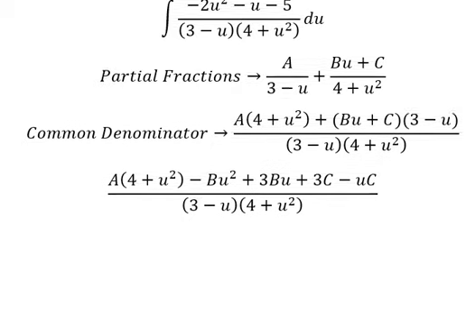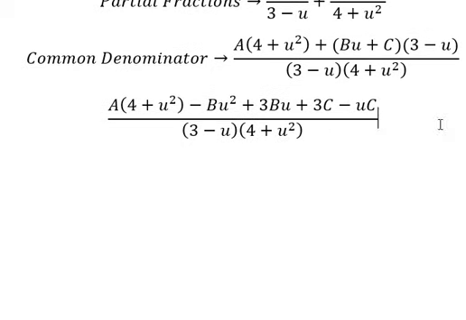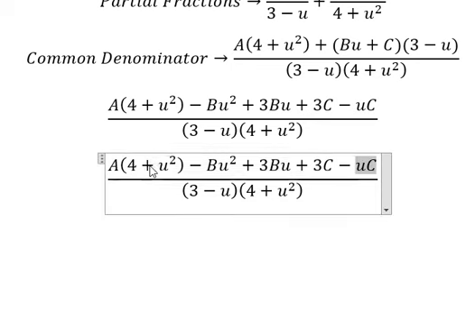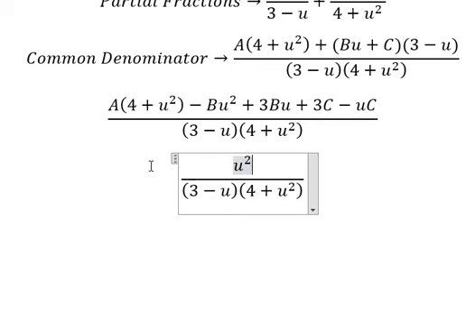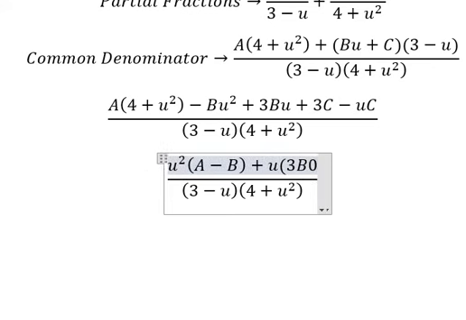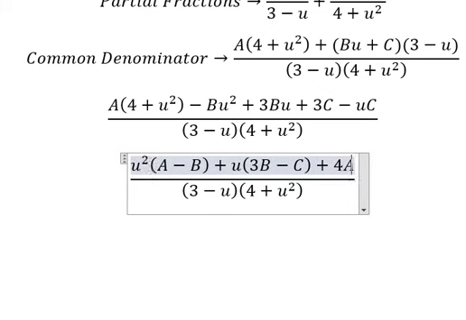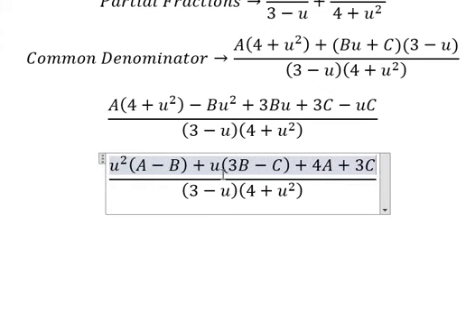Next, we need to arrange based on the terms of u. About u squared, we have a minus b. About u, we have 3b minus c. About the numbers, we have 4a plus 3c.